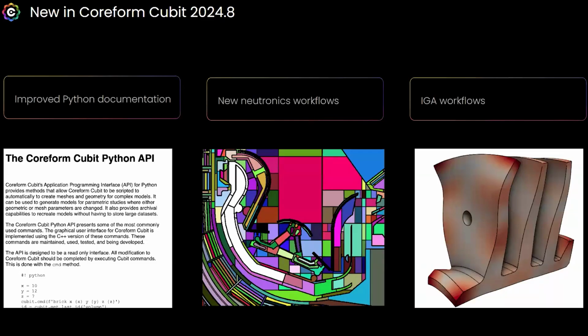So what's new in Coreform Cubit 2024.8? The highlights are that we've improved our Python documentation, especially for new users to Coreform Cubit and to the Python interface. We also have a new workflow for our customers in the neutronics field, particularly being able to rapidly import OpenMC geometries into Coreform Cubit, as well as integration into our isogeometric analysis workflows based on our other product, Coreform Flex.